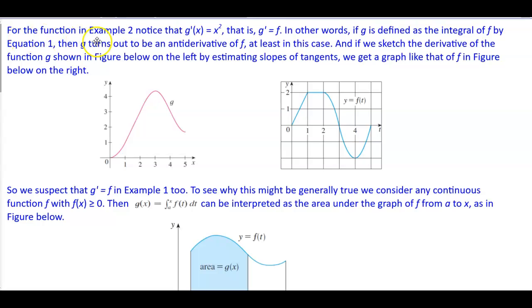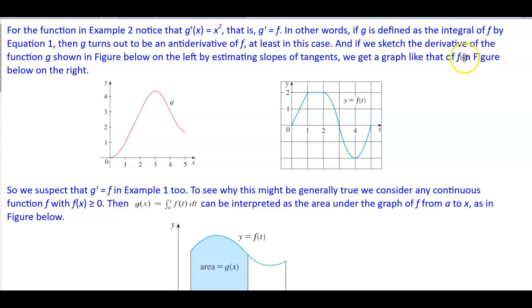For the function in example 2, notice that g prime of x is equal to x squared, and that is g prime is equal to f. So in other words, if g is defined as the integral of f by equation 1, then g turns out to be an antiderivative of f, at least in this case.